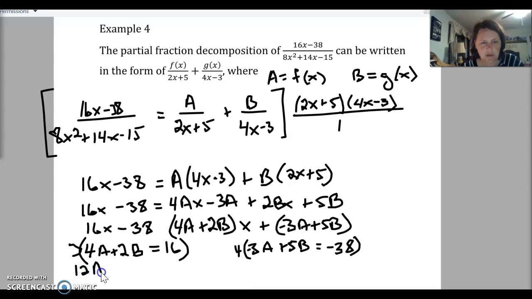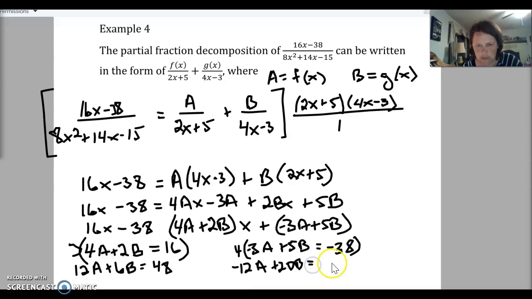so we get 12a plus 6b equals 48, and then negative 12a plus 20b equals negative 152. So put those together and solve for a and b. I'm going to pause because I'm almost out of time, and then I'll show you the answers.